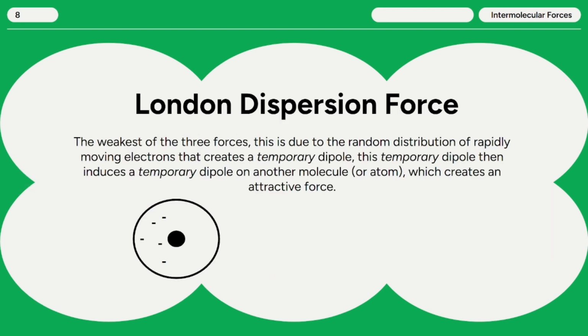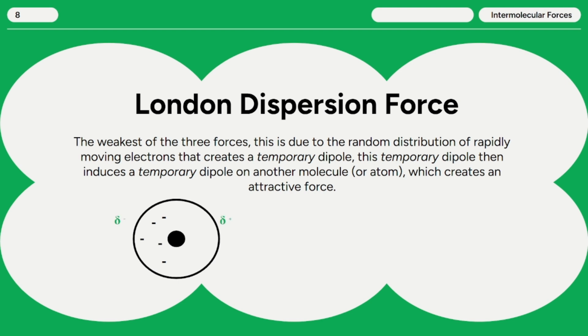The first type of force that we're going to talk about is a London dispersion force. This is the weakest of the three forces and is due to the random distribution of rapidly moving electrons that create temporary dipoles. This temporary dipole then induces a temporary dipole on another molecule or atom, which creates an attractive force. So if you imagine that we have a molecule like the one you see on the screen, and those negative marks are representing electrons, it is possible that at one point in time, all of those electrons are on one side of the atom rather than on the other.